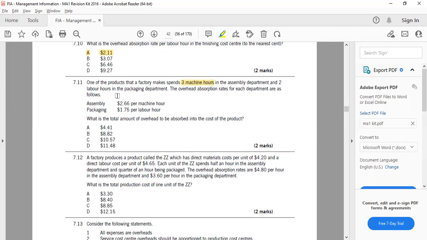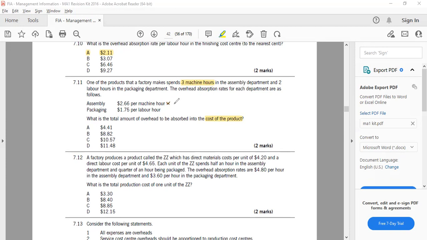So one of the products that a factory makes spends 3 machine hours in the assembly department and 2 labor hours in the packaging department. The overhead absorption rate for each department are as follows: assembly 2.6 per machine hour, packaging 1.75 per machine hour. What is the total amount of overhead to be absorbed in the cost of the product? 1 unit product, and you see that that product is spending 3 machine hours in the assembly department. Are you people getting what to do? Right? Here what you are supposed to do, you have to multiply.